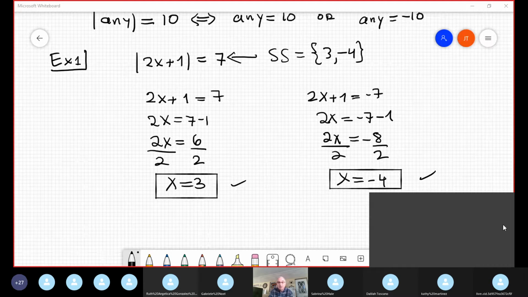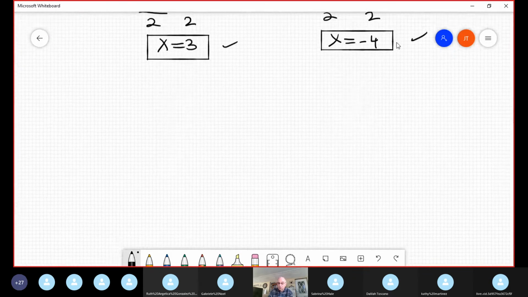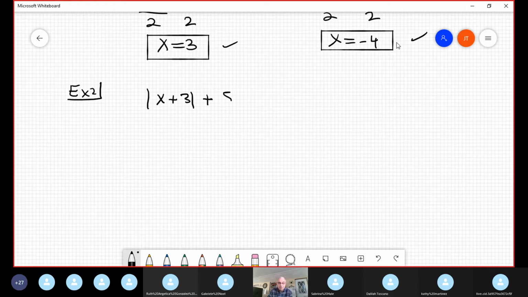Example 2 brings a new situation. Not super complicated, but a new situation. Example 2 is absolute value of x plus 3, plus 5, equals 12. Okay. Am I ready to apply the rule?